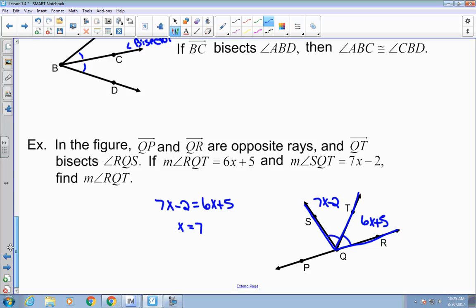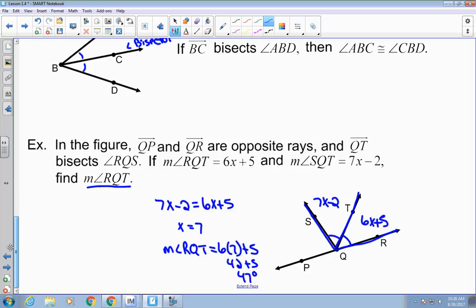No, and a lot of you made a mistake on the test. You found x, but you didn't go back and find what it was that it asked. So be careful. Okay, we need the measure of RQT. So we substitute 6 times 7 plus 5, which is 42 plus 5, which is 47 degrees. Okay, that's one scenario.